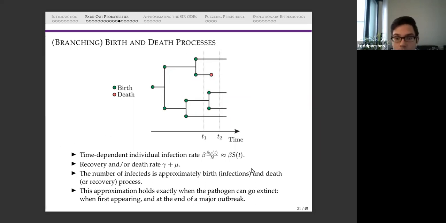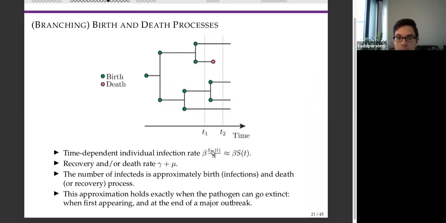Now, what I want to do is use a birth and death process to describe the number of infected individuals. If we went back a few slides, what I said when I described the rate of production of new infections was that I had this mass action term that was beta times S times I divided by N. So beta times S divided by N is the rate per individual infected at which they give rise to new cases.